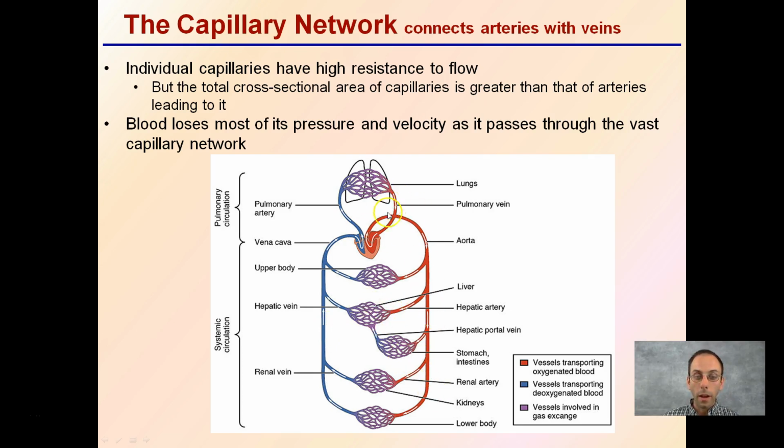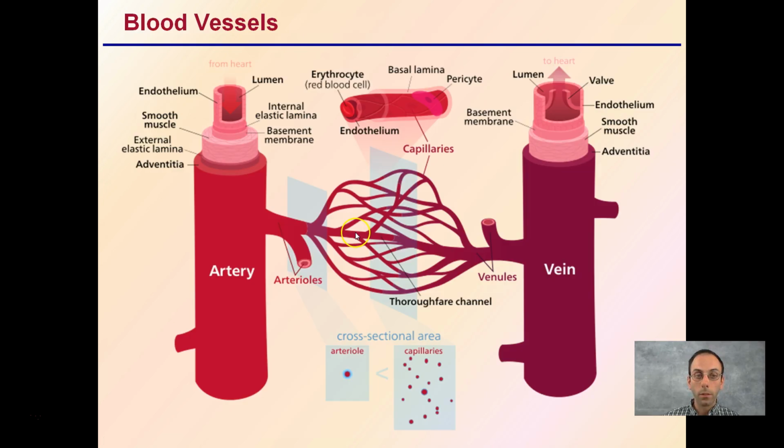So blood loses most of its pressure and velocity as it passes through this vast capillary network. So we have that high pressure coming from the heart, through our aorta, through our arteries, and a lot of that's being lost. We have to squeeze those blood cells one at a time through the capillaries before returning to veins, before going back to the heart.